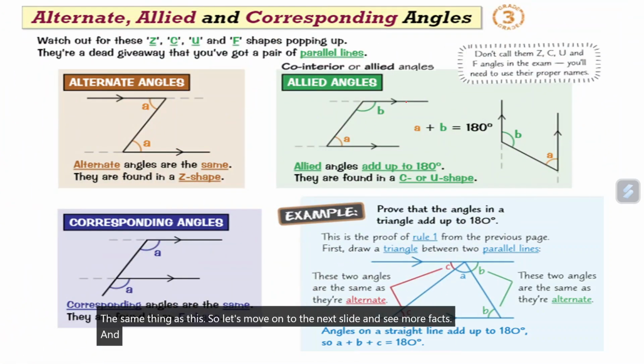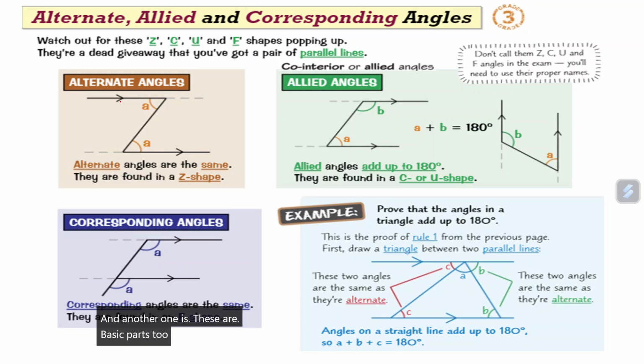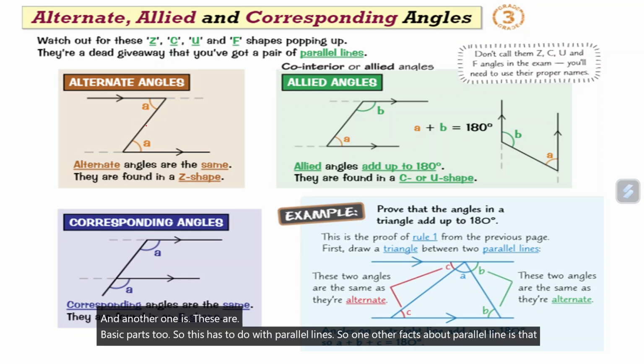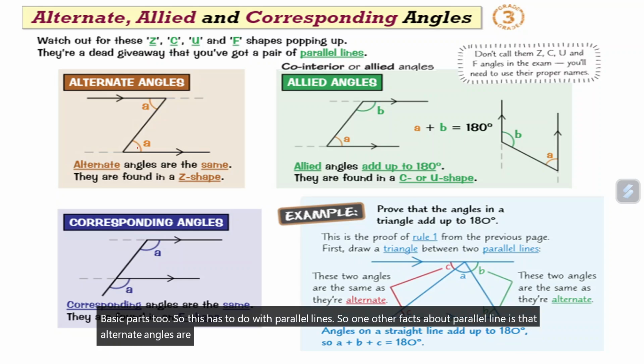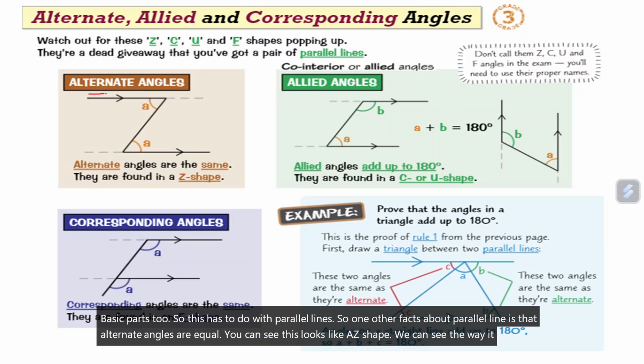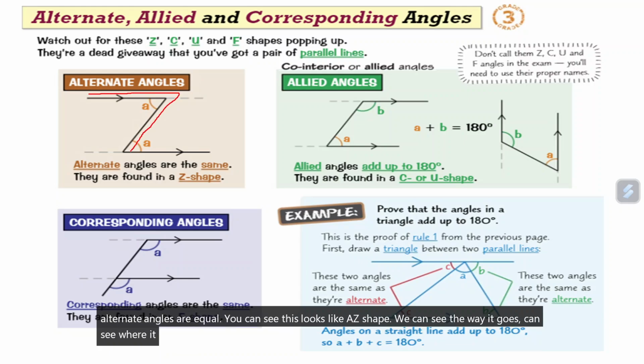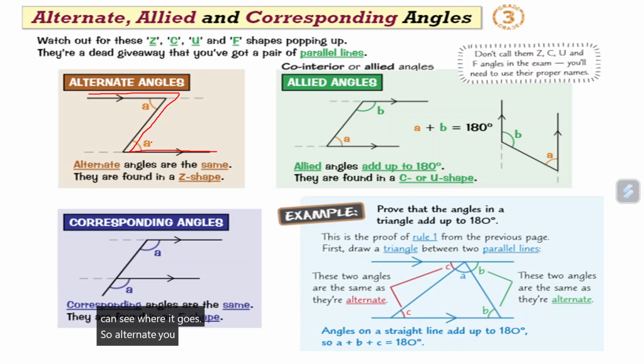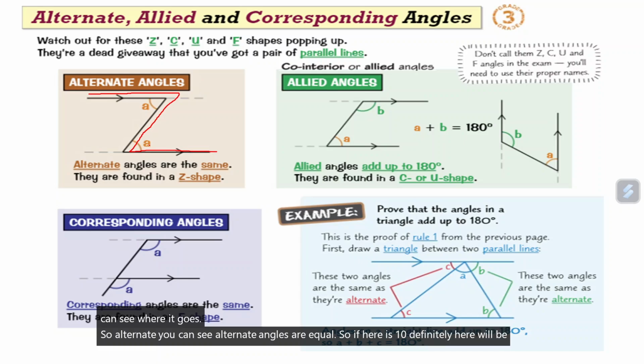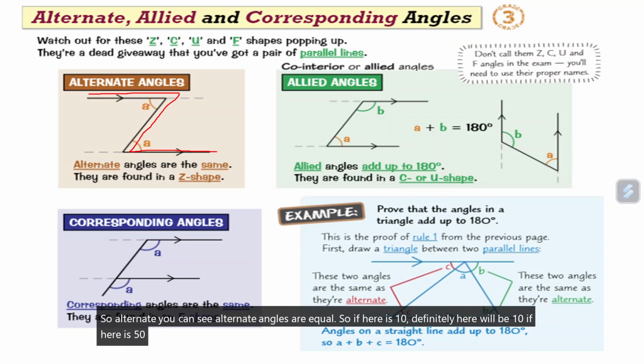Another one, these are basic facts too, and this has to do with parallel lines. One other fact about parallel lines is that alternate angles are equal. You can see this looks like a Z shape. You can see the way it goes. So alternate angles are equal. If here is 10, definitely here will be 10. If here is 50, definitely here too will be 50.